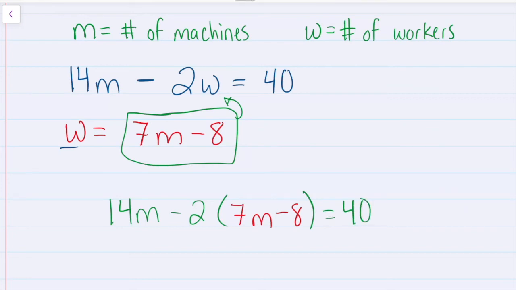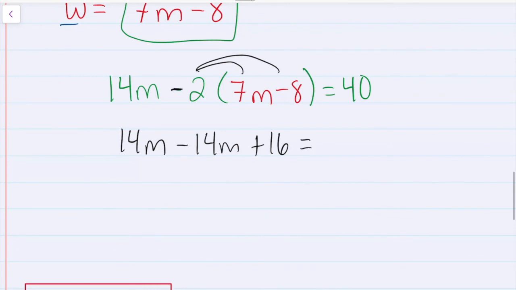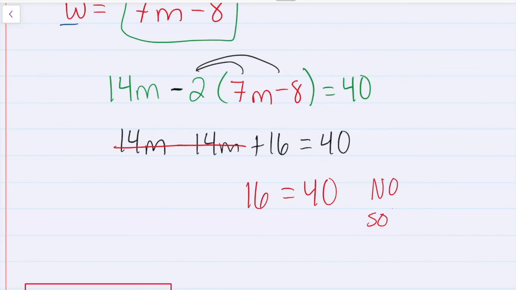Well, now, guys, let's do the math. That's a negative 2, don't forget. So it's a 14M. What's negative 2 times 7M? Negative 14M. What's negative 2 times negative 8? Positive 16. That equals 40. Now, here's where it gets interesting, guys. 14M minus 14M, that just cancels. And 16 equals 40. Guys, is 16 ever going to equal 40? No. So this is why there is no solution, because it will never, ever be equal to each other.